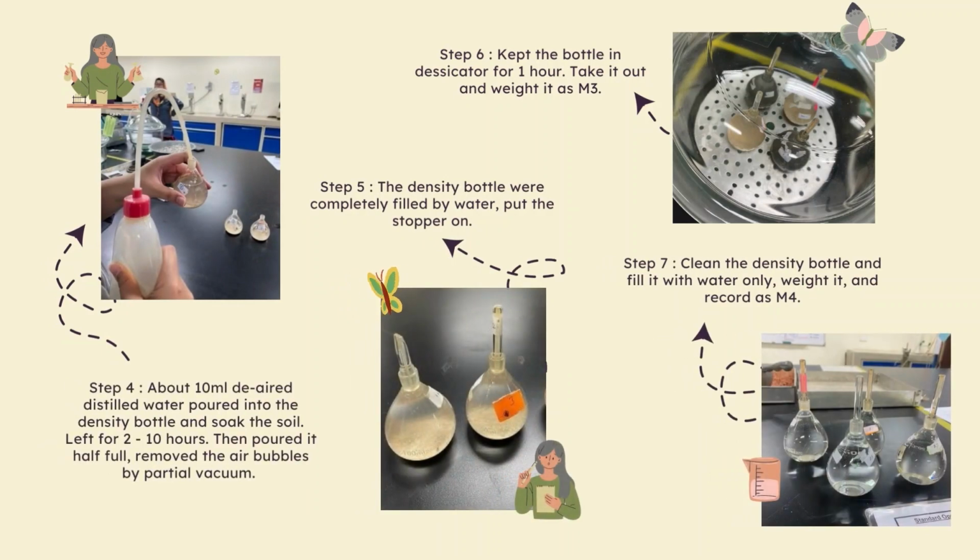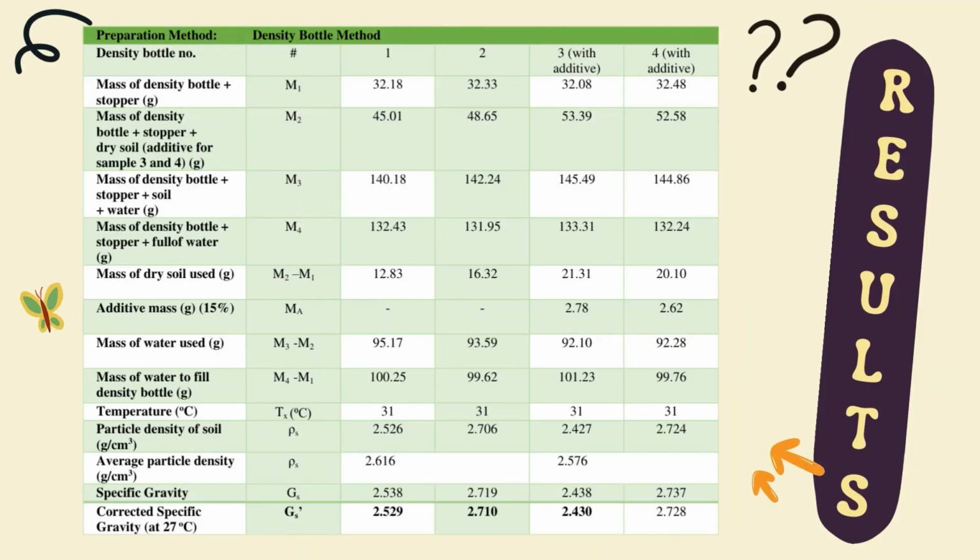Step 4, about 10 ml of de-aired distilled water is poured into the density bottle to soak the soil. Leave it for 2 to 10 hours, then pour it half full and remove the air bubbles by using a partial vacuum. Step 5, the density bottle is completely filled with water and the stopper is put on. Step 6, keep the bottle in the desiccator for 1 hour, then take it out and weigh it as M3. Step 7, clean the density bottle and fill it with water only, weigh it and record it as M4.